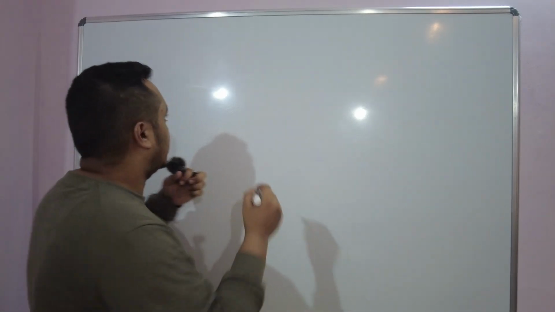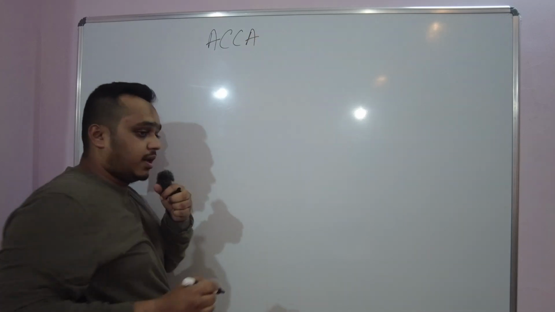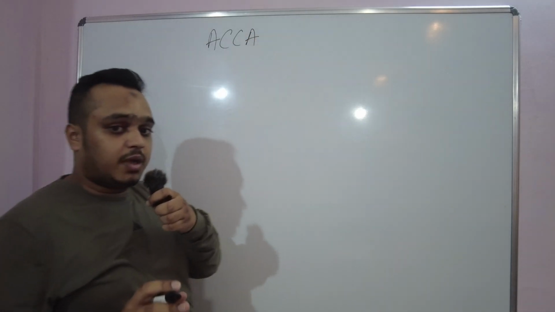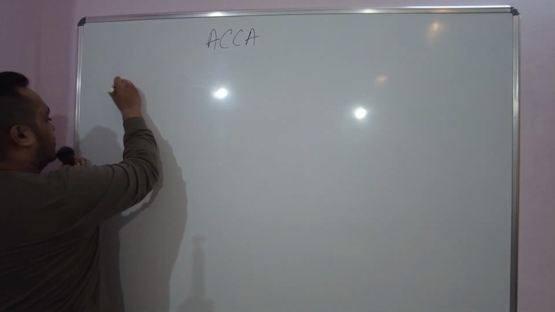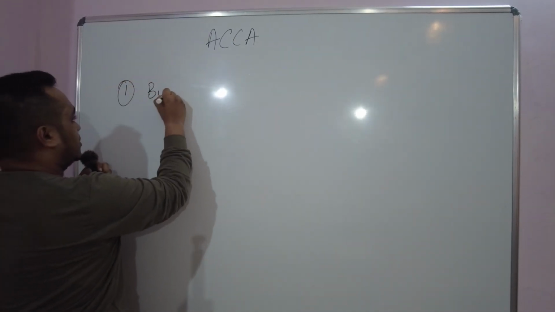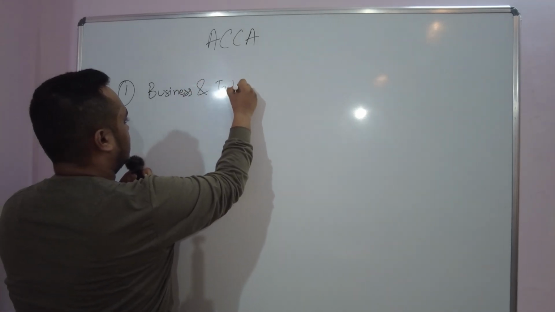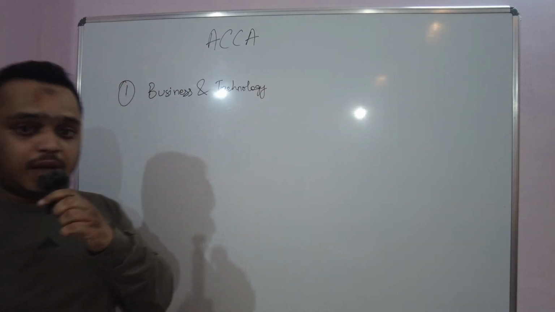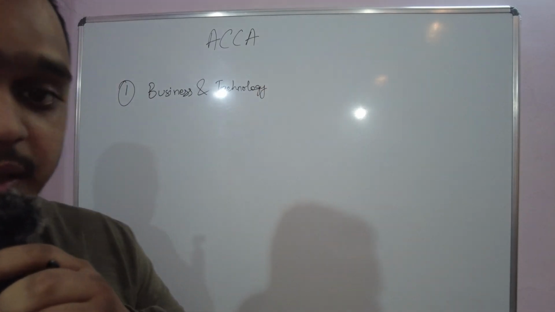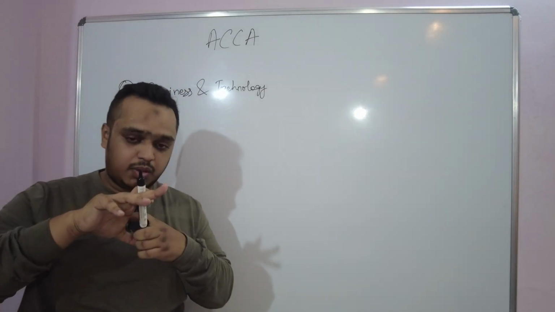So ACCA here is Association of Chartered Certified Accountants. And to get started with the papers, let me just start with paper 1, which is Business and Technology. That's paper 1. I hope you guys are able to see it clearly. That's Business and Technology. Even though if you're not able to see it, I'm going to talk about it.